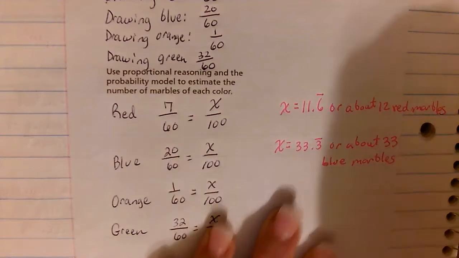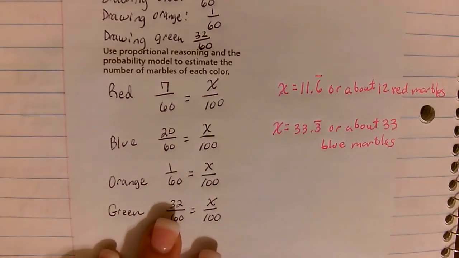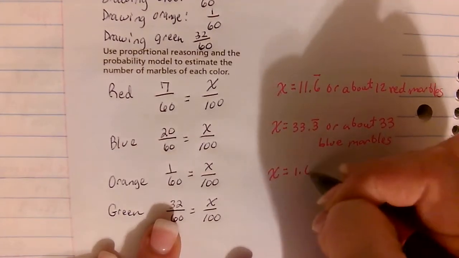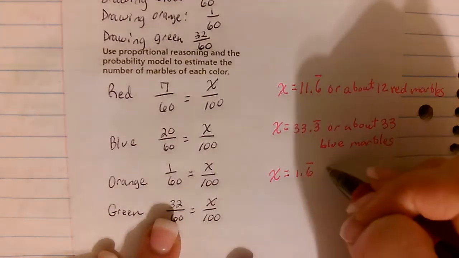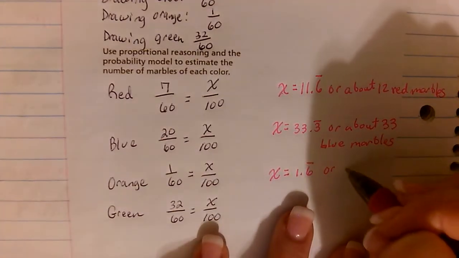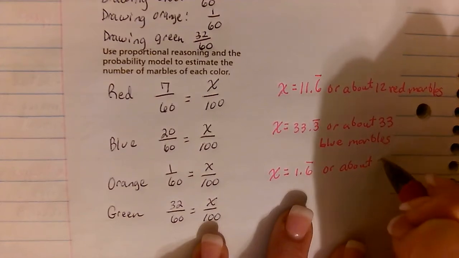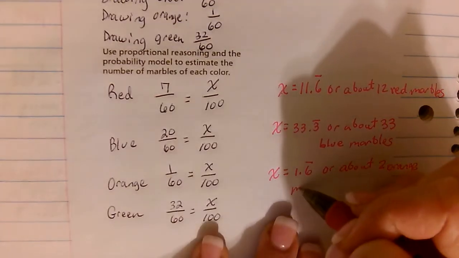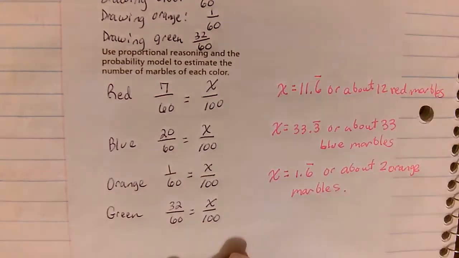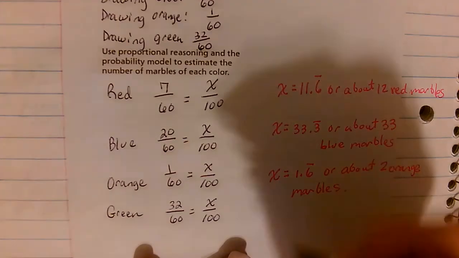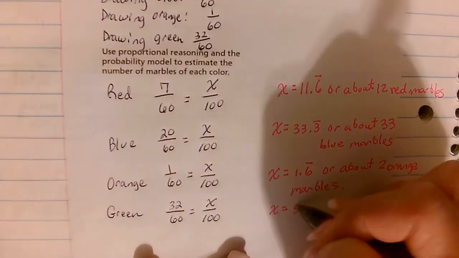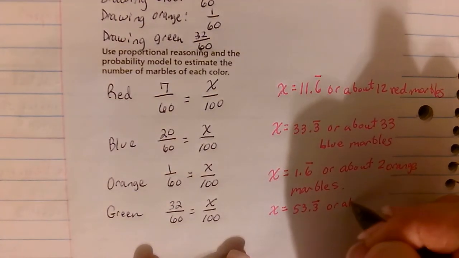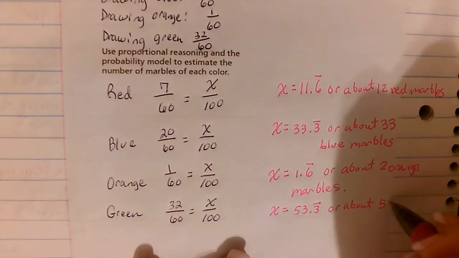Check the next one. When you calculated this one, okay, x ends up equal to 1.6 repeating, or about 2 orange marbles. And the last one, when you calculate this, you end up with x equals 53.3 repeating, or about 53 green marbles.